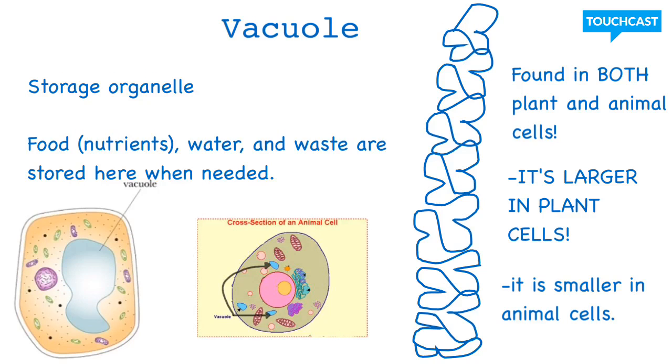Large in a plant, but small in an animal, these vacuoles are what you need if you're trying to store things in your cell. It's the storage organelle. It's where the cells keep extra food, water, and waste whenever they need to. FYI, when a plant wilts, it's because there's not enough water in its vacuoles.